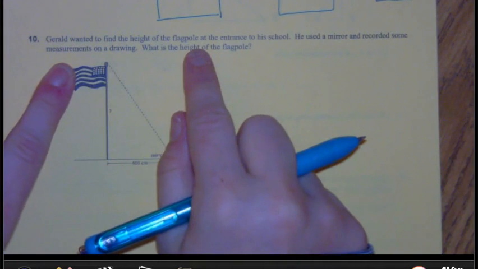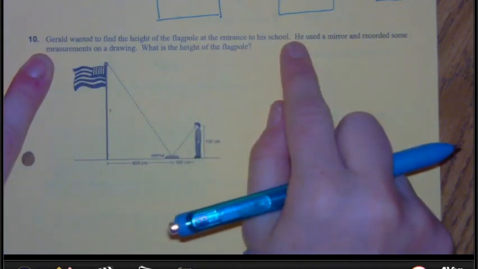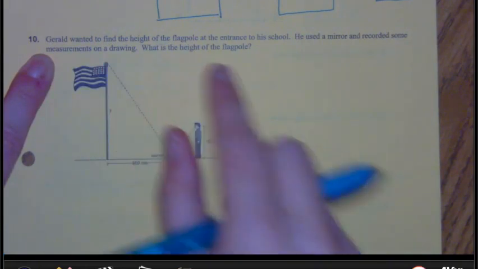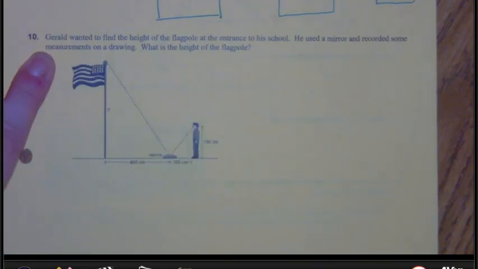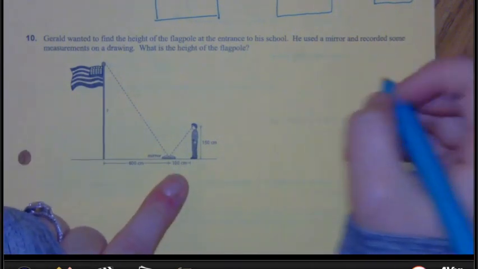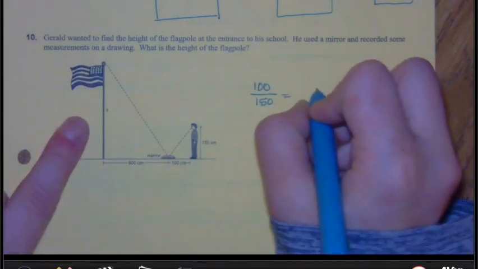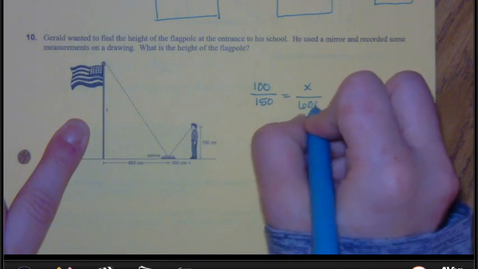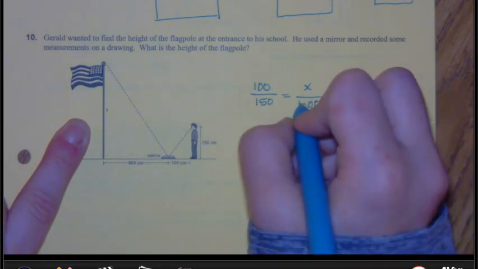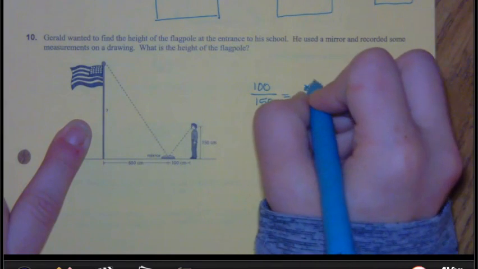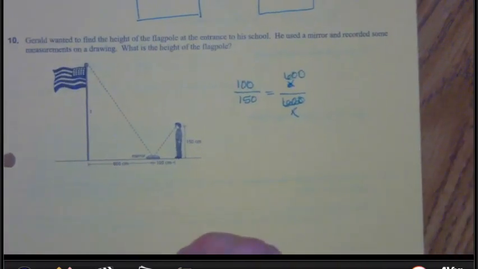All right, number 10. Gerald wanted to find the height of the flagpole at the entrance of his school. He used a mirror and he recorded some measurements on a drawing. What is the height of the flagpole? All right, so I'm going to write my ratio of distance over height, so 100 over 150, is equal to distance over, oops, I did that backwards. Distance over the height. Sorry, 600 is my distance.